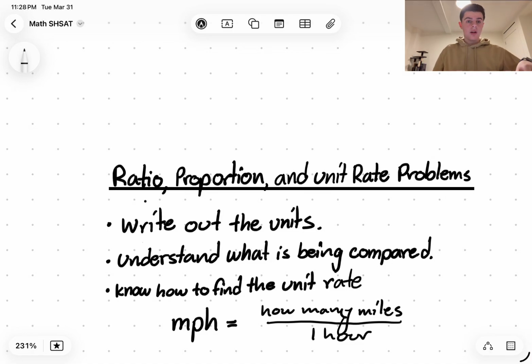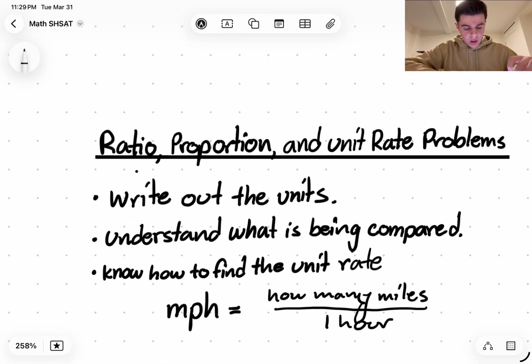Hey guys, I'm Adam, and this is week 4 of our math section of the SHSAT course. Today we are going to be talking about ratios, proportions, and unit rates. Before we begin, like usual, I'm just going to bring up a few key points that I think you guys should know when approaching these problems, and then we're going to go into a few practice problems.